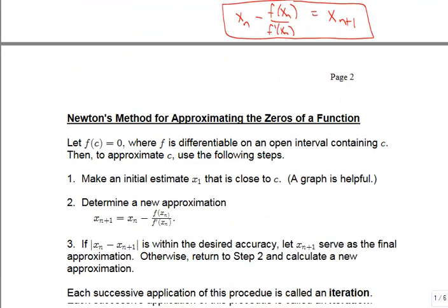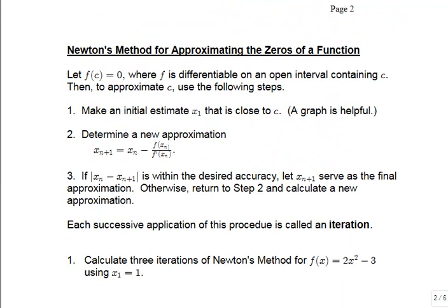Okay, so here's Newton's method spelled out. Newton's method for approximating the zeros of a function. Let f of c equal 0, where f is differentiable on an open interval containing c. Then to approximate this 0, to approximate c, we're going to use the following steps. First, we're going to make an initial estimate x sub 1 that is close to c. And sometimes I draw a graph or I use my calculator to get a good guess as to what I think that first initial guess should be.